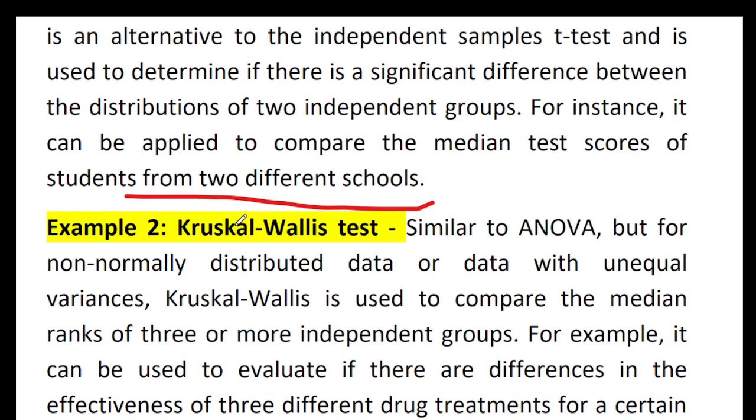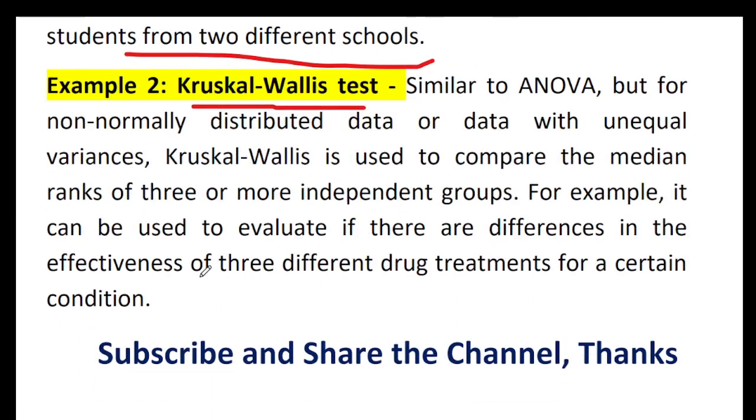Example 2 is the Kruskal-Wallis test, similar to ANOVA but for non-normally distributed data or data with unequal variances. This test is used to compare the median ranks of three or more independent groups. For example, it can be used to evaluate if there are differences in the effectiveness of three different drug treatments for a certain condition.